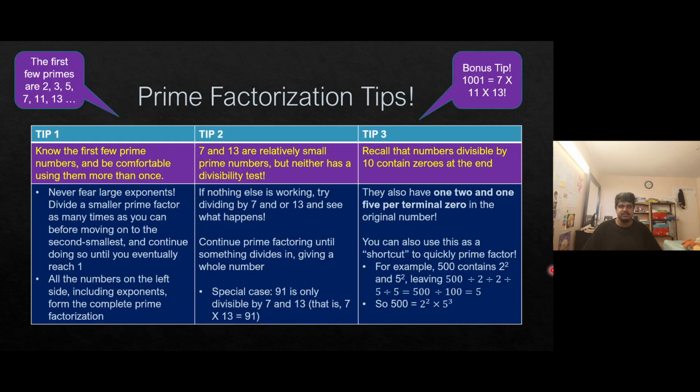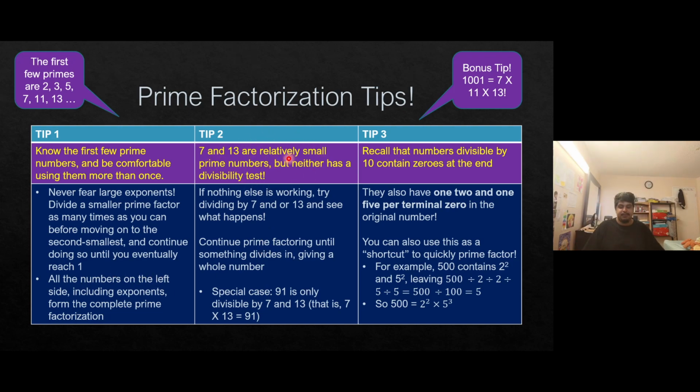Okay, this slide is actually just some common tips with regards to prime factorization. So tip number 1, know the first few prime numbers and be comfortable using them more than once. So don't fear large exponents, just keep dividing by the lowest prime number as many times as you can before moving on to the next one, right?